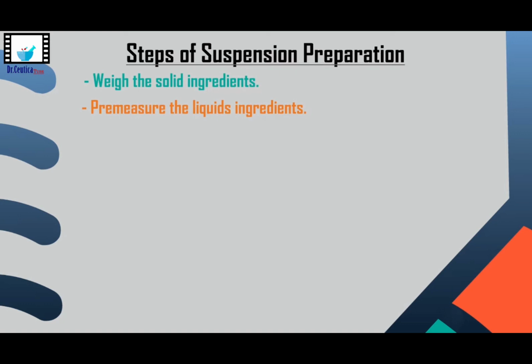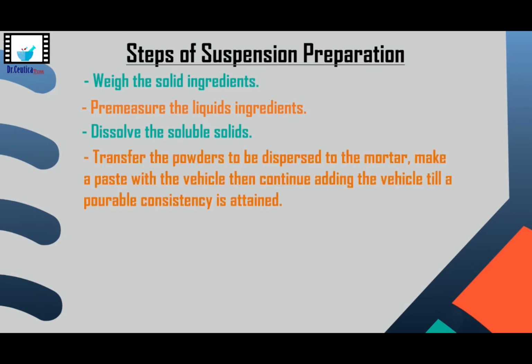If there are certain solids that can be dissolved in the vehicle, then these solids are usually dissolved in the vehicle in a suitable container, using the specific amount that would dissolve them. If not, then we go directly to step 4, and that is to transfer the powder to be dispersed to a mortar, then to add a small amount of the vehicle to make a paste, and continue adding the vehicle till this paste is of a pourable consistency.